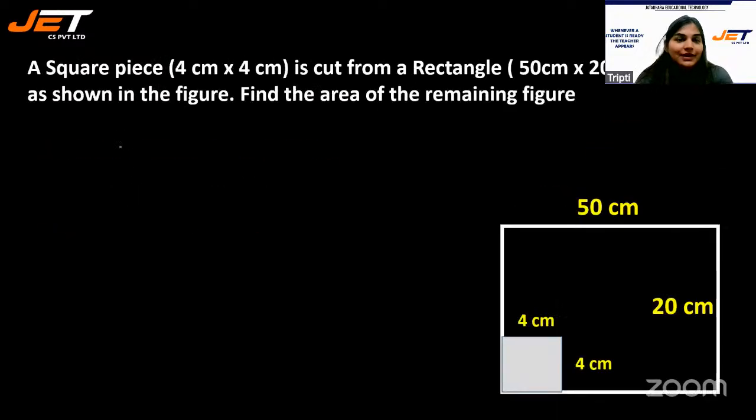Now, let's do this question. A square piece of 4 centimeters by 4 centimeters is cut from a rectangle of 50 centimeters by 20 centimeters. As you can see in the picture, find the area of the remaining figure. So how would you do this? Tell me.